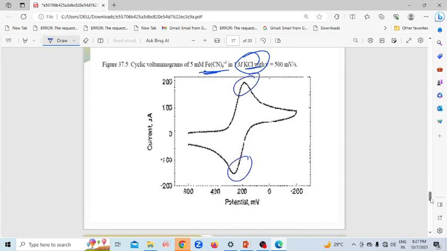Sometimes it depends on how you are plotting your graph. Because it is negative here, obviously reduction will be here and oxidation will be on the other side. So it also depends on how you are plotting the graph.